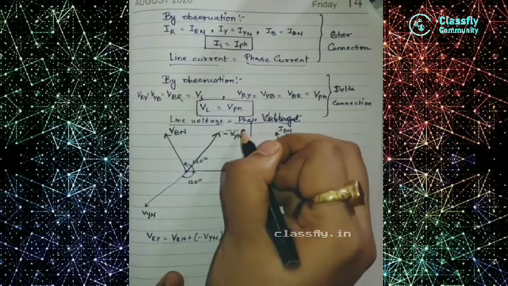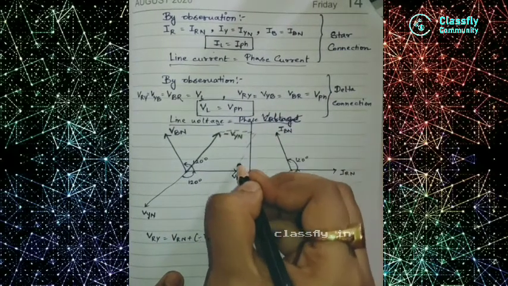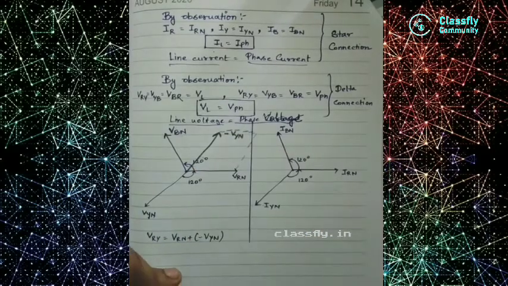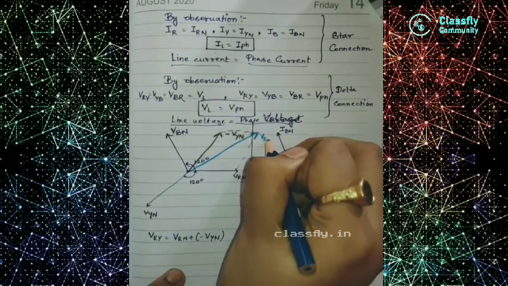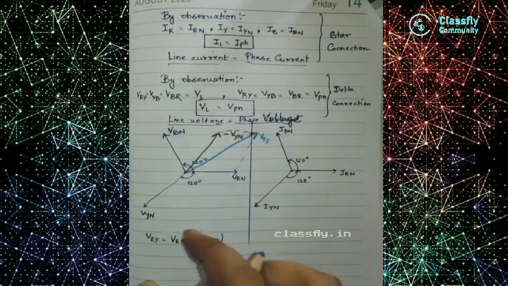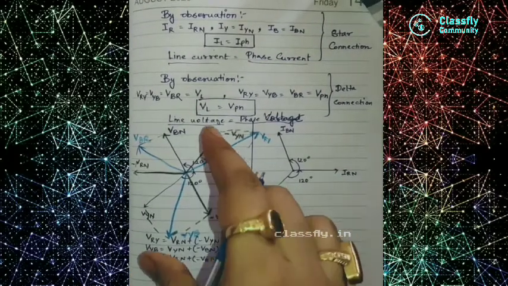So what we will do? We will do here a rhombus line. So like this. So this will be our VRY. Okay. Similarly, we will do for the others also. So like this, we will complete a phasor diagram.